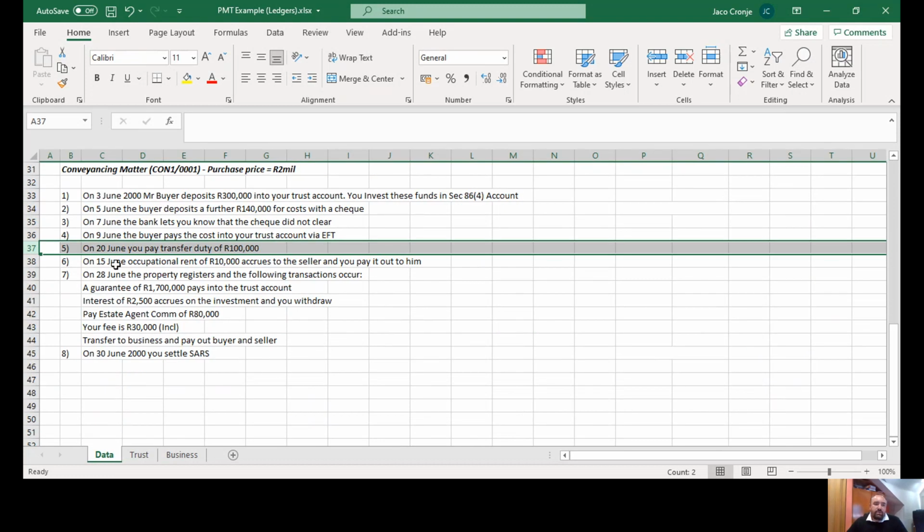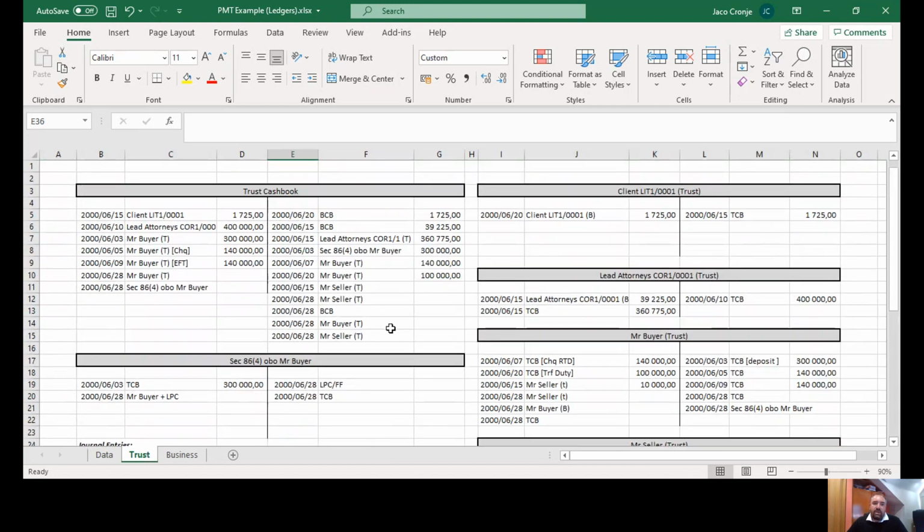It says on the 15th of June, occupational rent of 10,000 accrues to the seller. Okay, so that part we've done. We've taken it out of the buyer, we've allocated it to the seller. And then it says, and you pay it out to him. So that step we haven't done. That we need to go and do now.